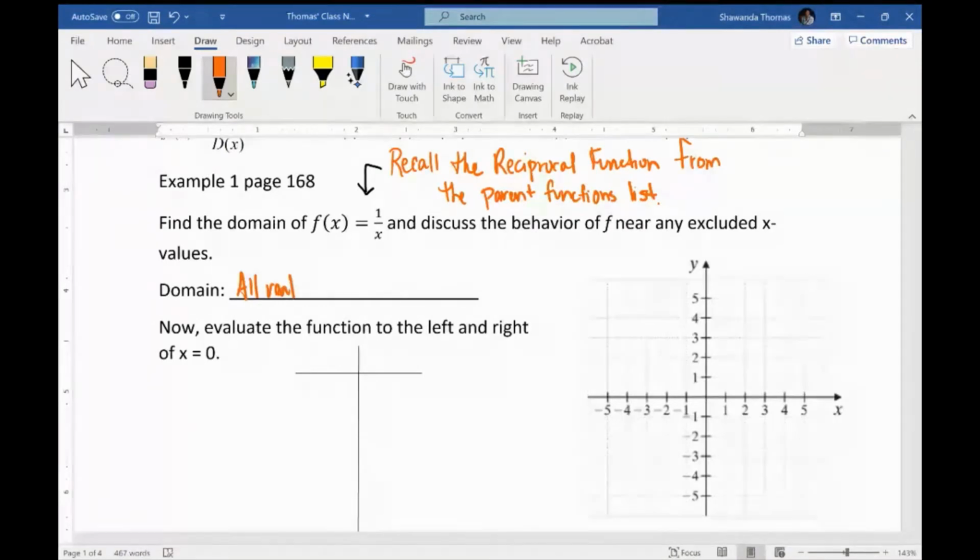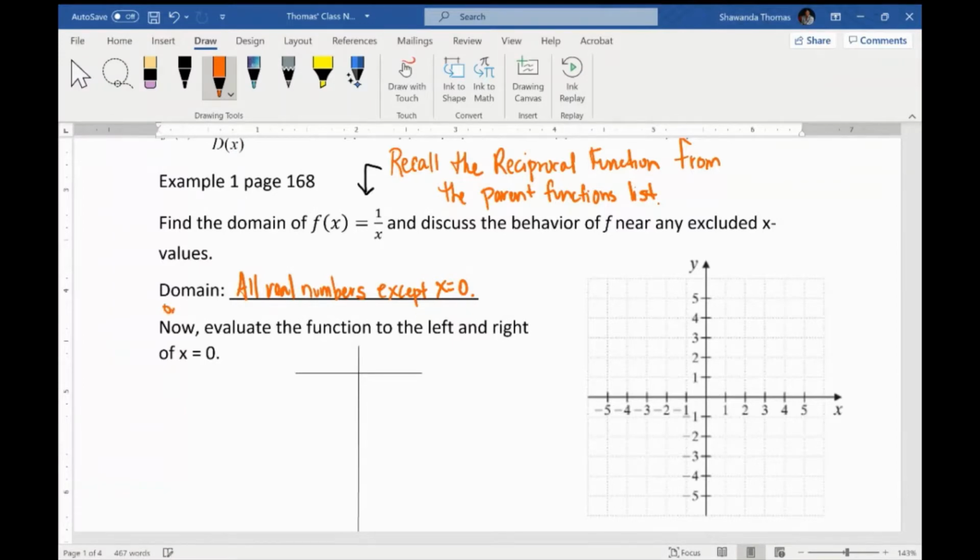Remember, Merrick told us earlier all real numbers, negative infinity and positive infinity. That's the same thing. It's all real numbers. No, it has to be something else. We forgot x equals zero. It's all real numbers except x equals zero.